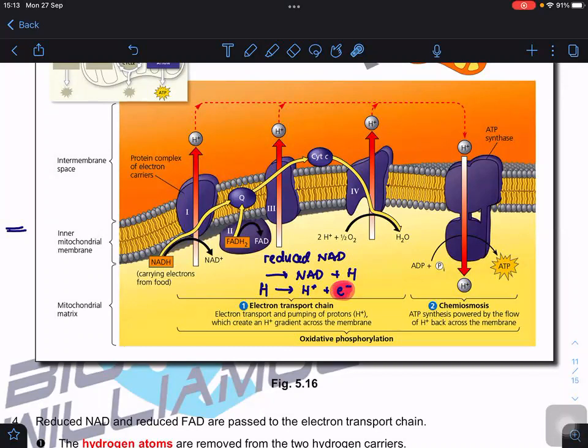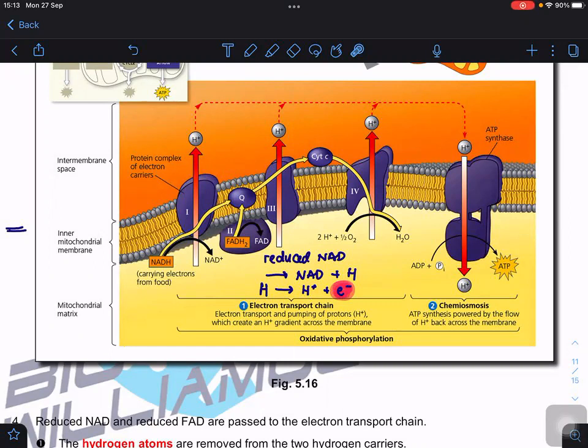Okay, so for protons to diffuse back to the matrix, they cannot pass through the phospholipid bilayer. This inner mitochondrial membrane, impossible. So for them to come back from the intermembrane space to the matrix, they have to go through the proton channel, which is associated with the ATP synthase. Are you clear? So when associated with ATP synthase, the energy released by the proton will be used to phosphorylate the ADP to form ATP. So we have two parts, electron transport chain and also chemiosmosis, forming the oxidative phosphorylation.